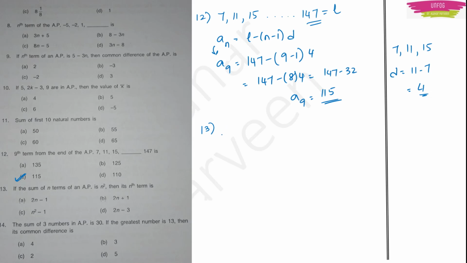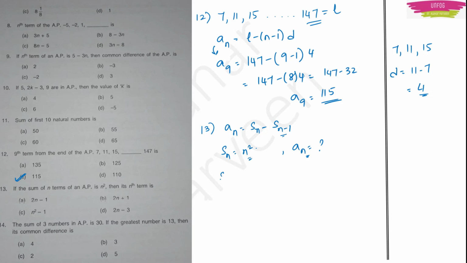Question number 13. If the sum of n terms of an AP is n square, then its nth term is. See, the other formula we are required now. What is that? The relation between Sn and An. What was that relation? Remember, An will be equal to Sn minus Sn minus 1. Because they have given Sn is equal to n square, they are telling us to find An. See the question properly. If the sum of n terms of an AP is n square, then its nth term is, we don't know what it is. Sn we know it is n square.